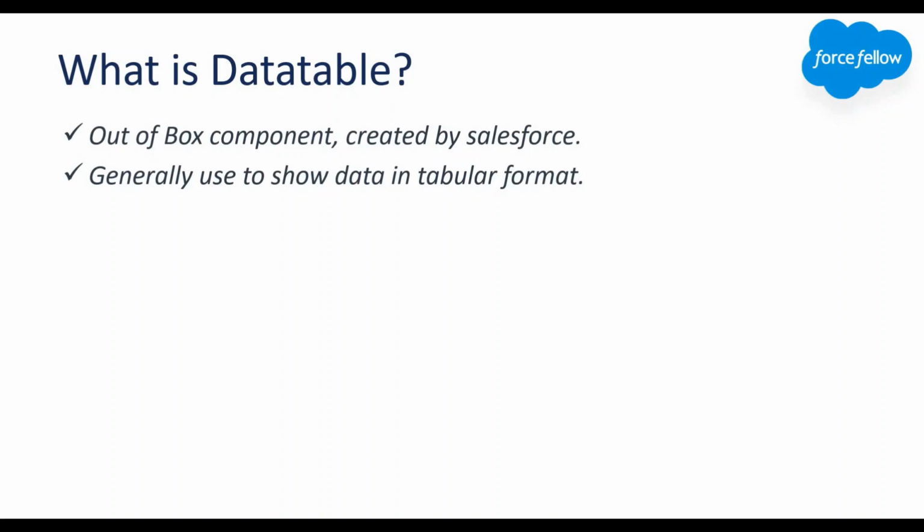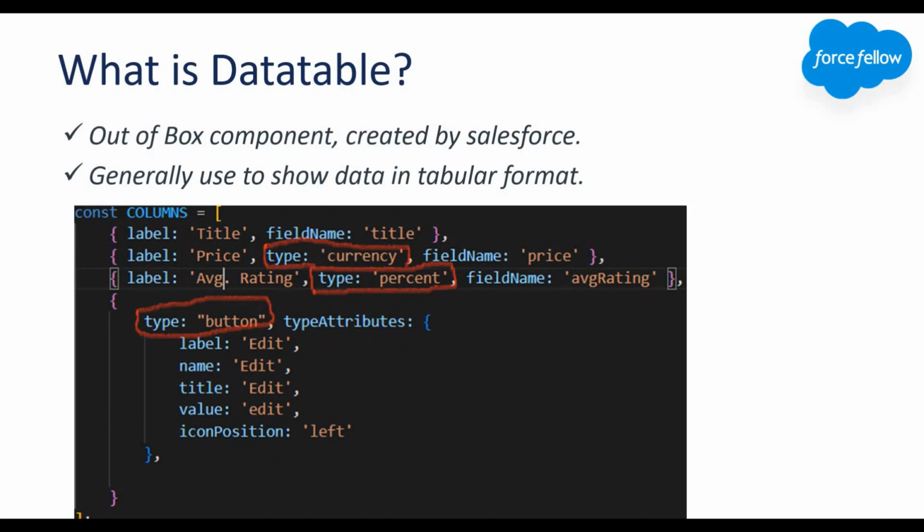Okay. So now if we talk about those predefined configuration options, then type is one of the most important configurations. Using this type option, we can define the data type for a column and we can tell data table to render data or a cell in a specific format, and the default type value for a column is text. So whatever values we are showing in the table will be visible as simple text by default.